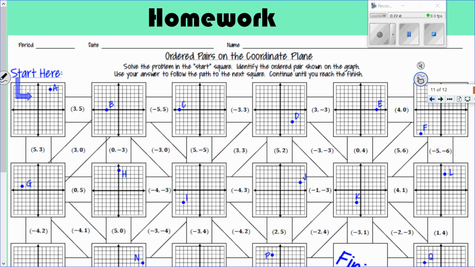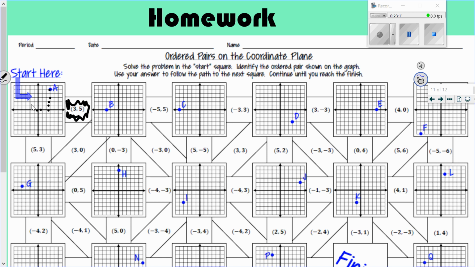Each time I look at the ordered pair, it's going to send me in one of multiple directions. So for example, our first one, again, we always start at origin. What you're going to do is count. To get to A, I have to go right, 1, 2, 3. I have to go up, 1, 2, 3, 4, 5. So that means my ordered pair is 3, 5. So I go this way. So I color this in. Then I go to B.